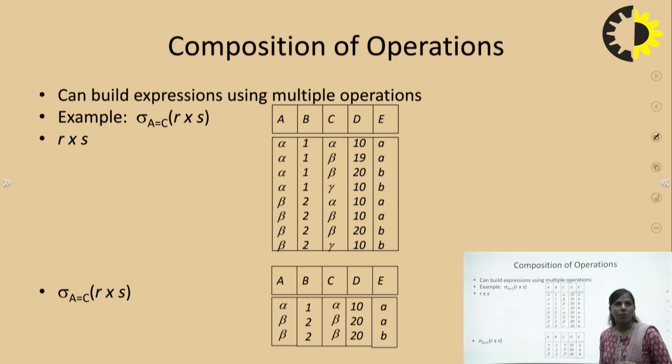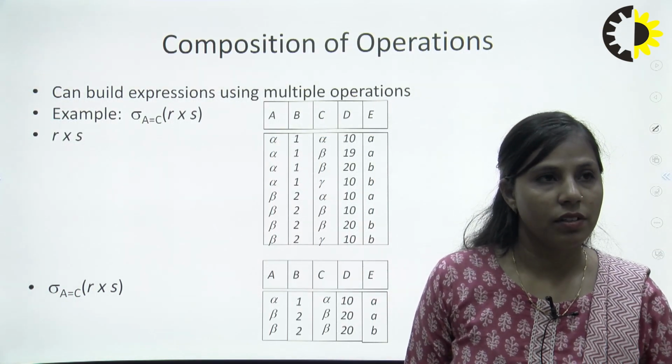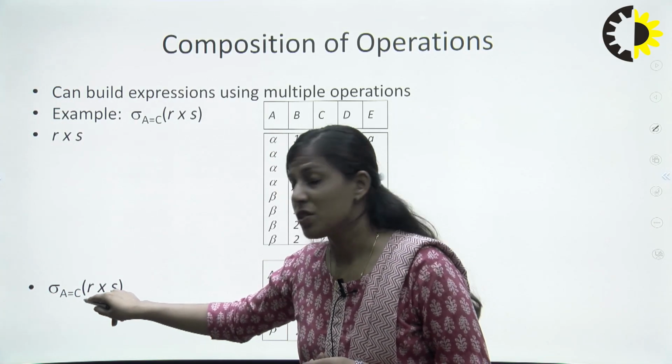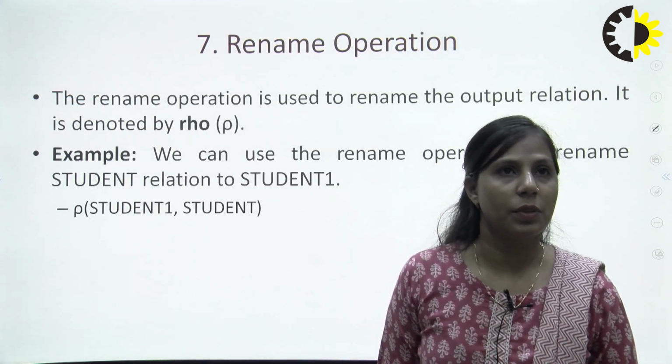These are the various compositions of operators. We can use multiple operators together like this. We have used both things: A should be equal to C, and we have to combine them as well. So we can use multiple tables also.